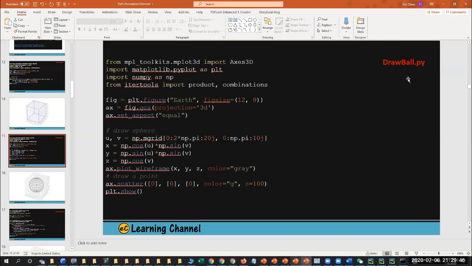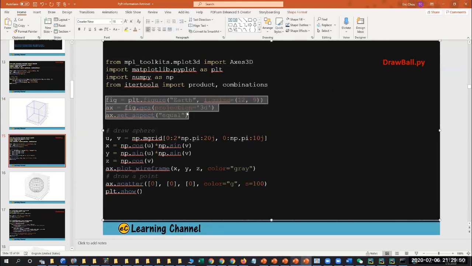Second part, I'm going to draw a ball. So I still create a 3D figure, right? Earth. And this time I'm going to create U and V to draw a sphere. Sphere is a ball. So this U and V is what? Jessica, U and V is what? Vectors. U and V are somewhat like our latitude and longitude, right? Yeah.